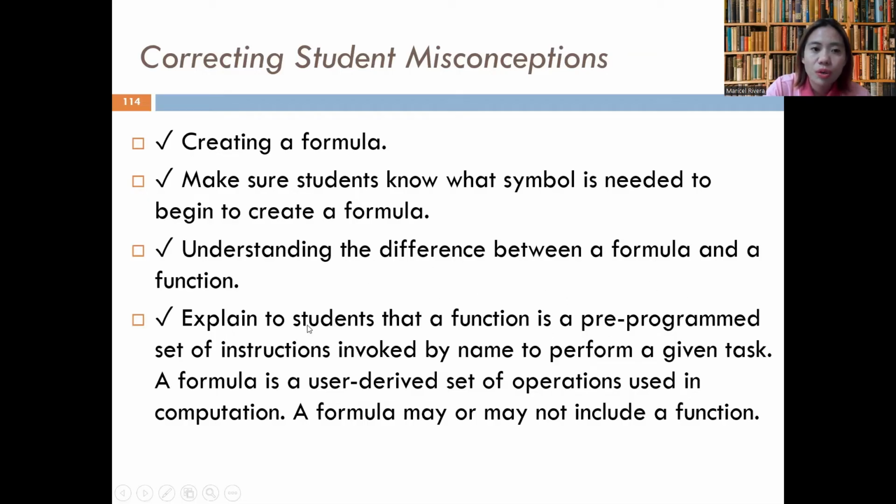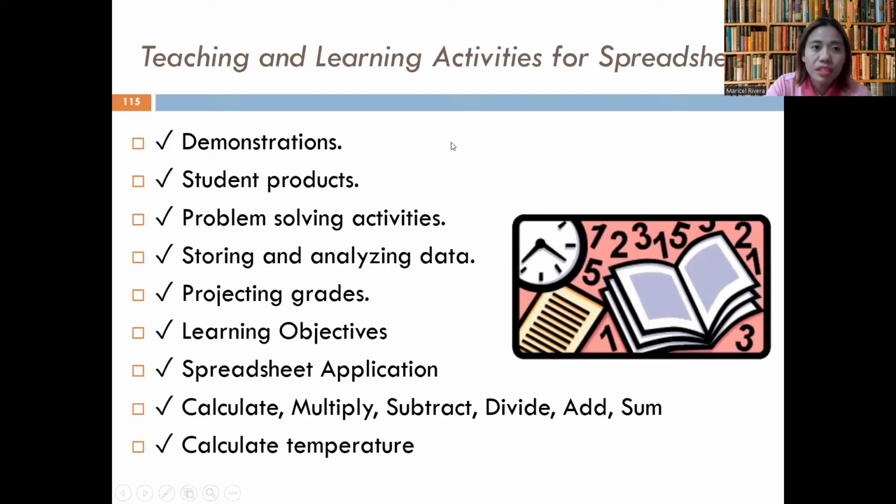Understanding the difference between a formula and a function, explain to students that a function is a pre-programmed set of instructions invoked by name to perform a given task. Okay, a function is pre-programmed by Excel. But when we say formula, it is a user-derived set of operations used in computation. Somehow, when you say formula, the user is the one manipulating it. It is not pre-programmed. It is what the user inputs.